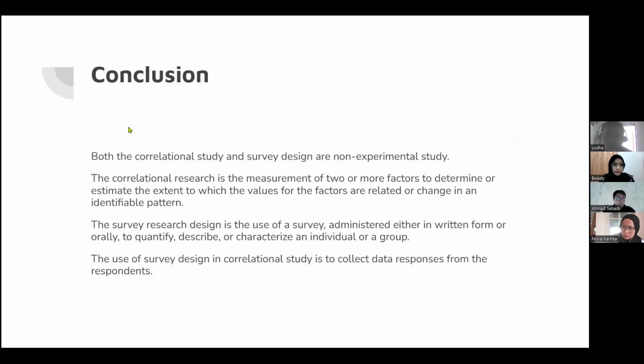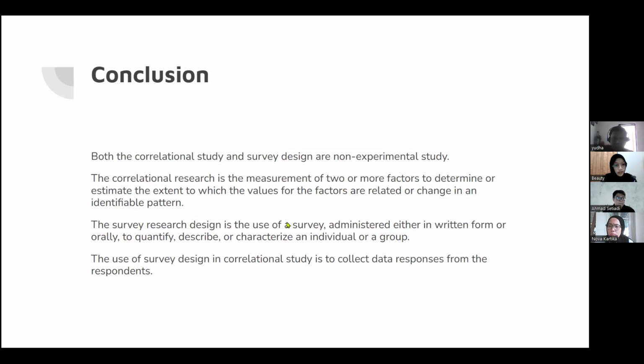Right, next. Okay, so here are the conclusions. First, both the correlational study and survey design are non-experimental studies. Correlational research is the measurement of two or more factors to determine or estimate the extent to which the values for the factors are related or change in an identifiable pattern. And the survey research design uses a survey administered either in written form or orally to quantify, describe, or characterize an individual or a group.